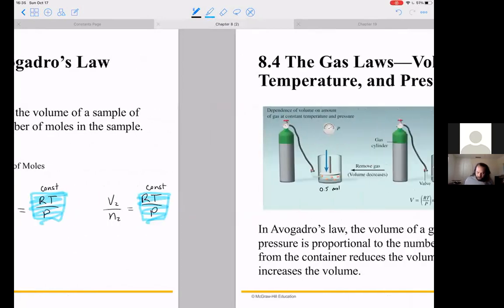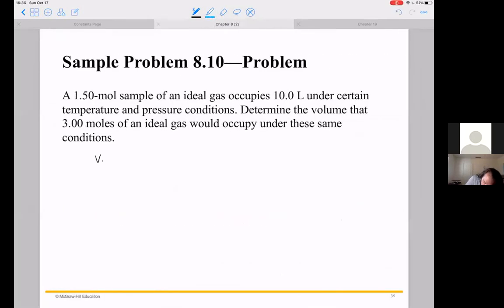So what do I mean by that? So now we have this equation, V1 over N1 equals V2 over N2. So let's see an example of how that would be used, okay? I have 1.5 moles of an ideal gas that occupies 10 liters under a certain temperature and pressure, which again are going to be held constant. Determine the volume that 3 moles of that ideal gas would occupy under the same conditions, right?